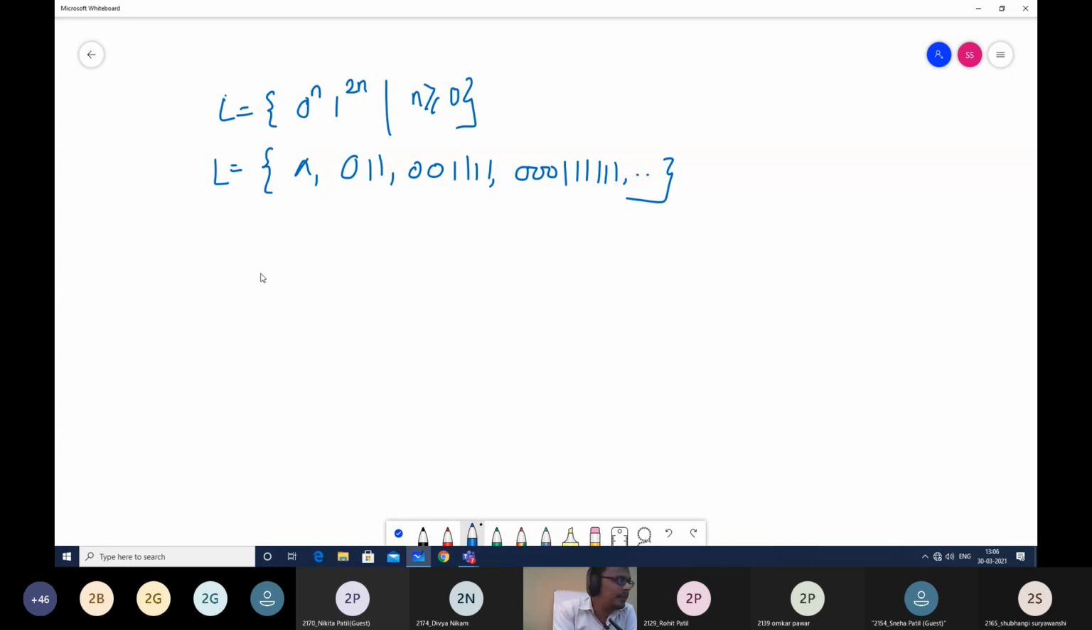Can anyone tell me? S gives 0S11 or null. One by one. Okay, someone told S gives 0S11. What else? So S gives 0S11 or null. This is one option. Someone else was also telling some capital A.